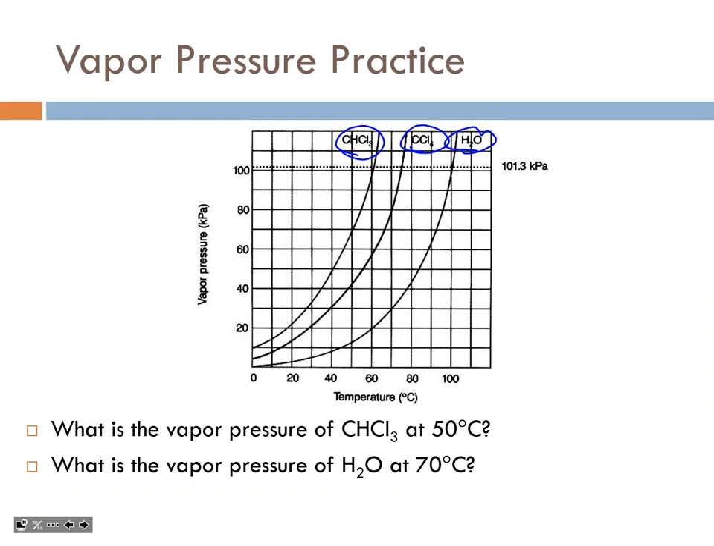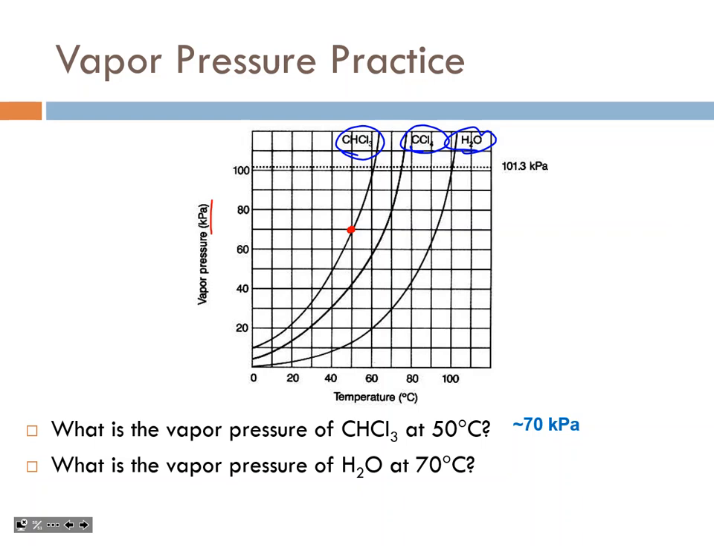So what is the vapor pressure at 50? All you have to do is go over here to 50 degrees, go up to the line, and approximately how much is it? 70. I put the little line there, of course, because it's an estimation, but 70 kilopascals, because the pressure is being read in kilopascals.